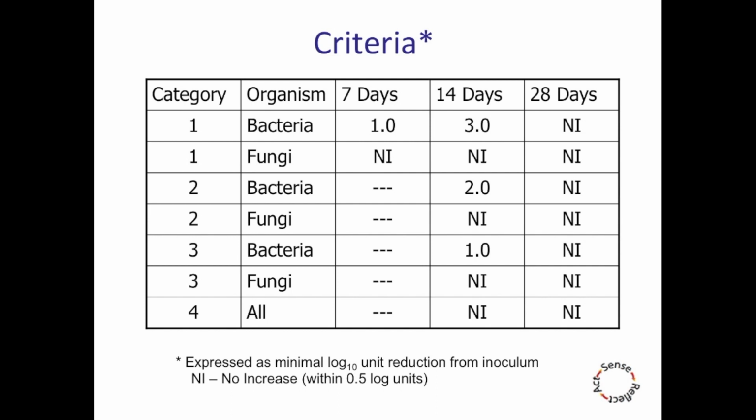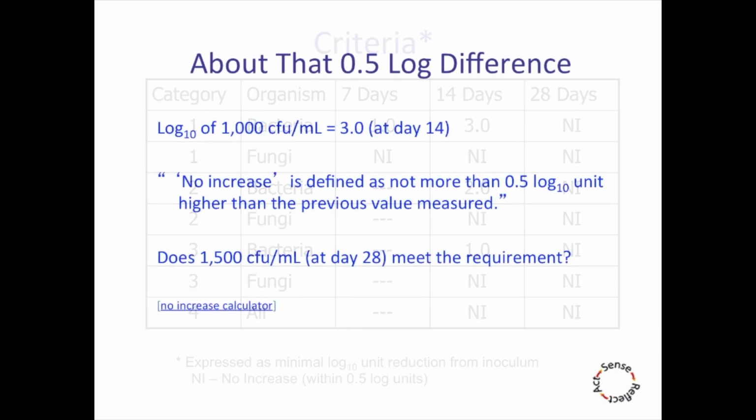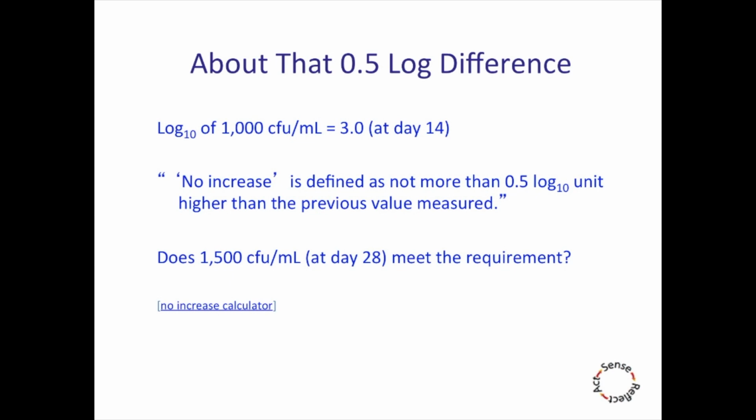Note that the requirements are less stringent as you proceed from category 1 down to category 4. Also note that the requirements pertaining to fungi never exceed fungistasis. All of the product categories mention no increase from the initial calculated counts. The definition of no increase is not more than a half log unit higher than the previous value measured.